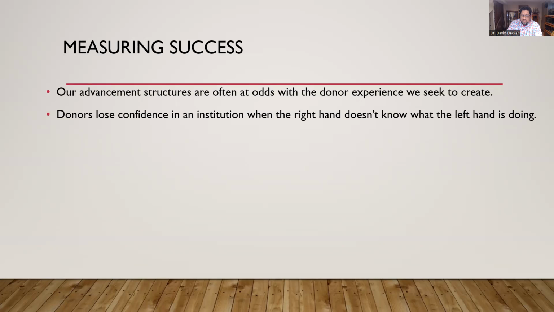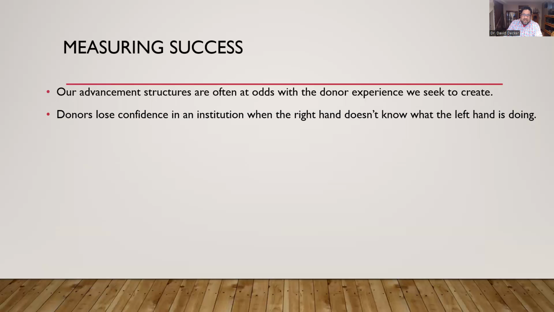One thing that you'll be quick to observe is that donors lose confidence in an institution when the right hand doesn't know what the left hand is doing. So that's that whole, well, I'm getting solicited by 30 different people, okay, let's not do that.